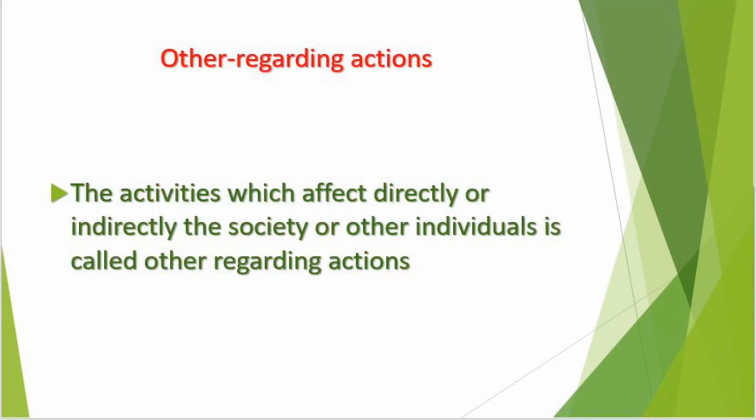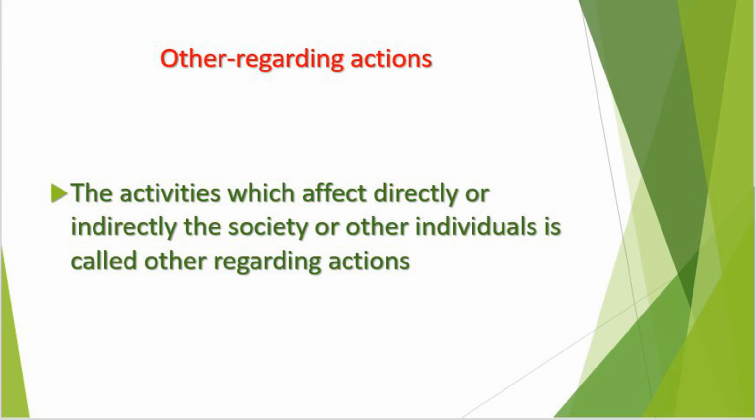The second type of action is other-regarding action. Other-regarding action is the sphere of action that affects others, in which the harm principle might constrain my actions. Or you can say the activities which affect directly or indirectly the society or other individuals are called other-regarding actions. And in these cases, the state or society can restrict my actions and can carry out the harm principle.